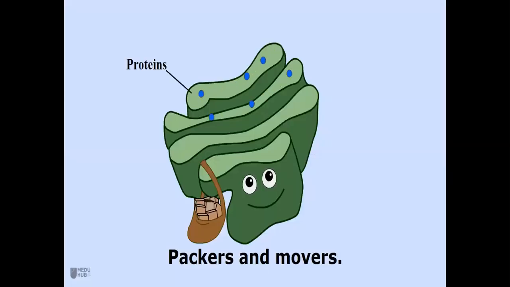Packers and movers, Golgi complex. It actually acts like a postman. That means it carries the different nutrient materials that are secreted from the smooth or rough endoplasmic reticulum. Thereafter, it stores, packages, and transports them to different areas. So, packers and movers.